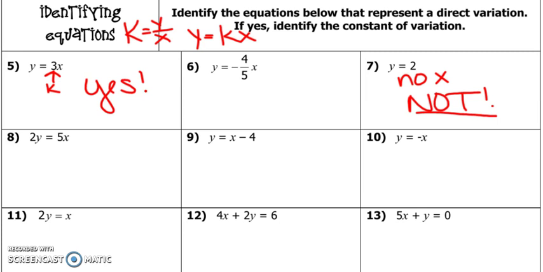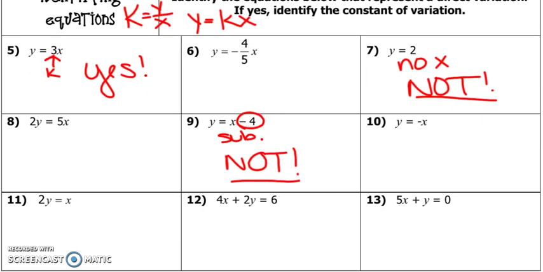If we look at something like number 9, we have x minus 4. Well, that minus 4, if we look at our direct variation, nowhere do we add and subtract. So since we are subtracting, this is not a direct variation. It is a linear equation, but it's not a direct variation.